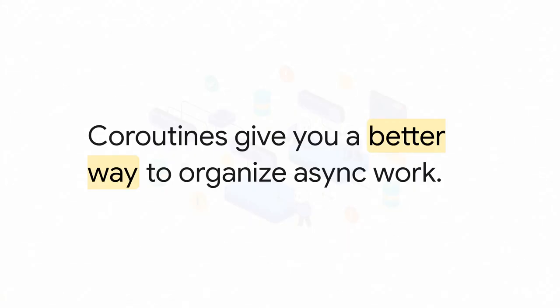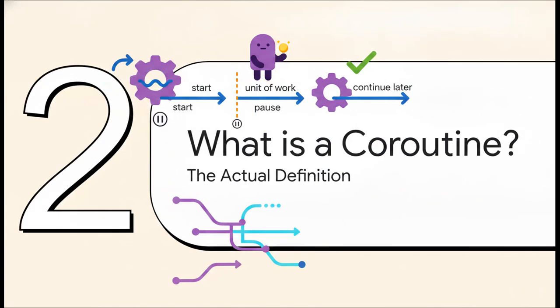We needed a way to write asynchronous code that performed background work, stayed responsive, avoided UI freezes, and still read like normal sequential code. Coroutines are the answer. But to understand how they do that, we first need to understand what they actually are. Section 2. What is a coroutine?